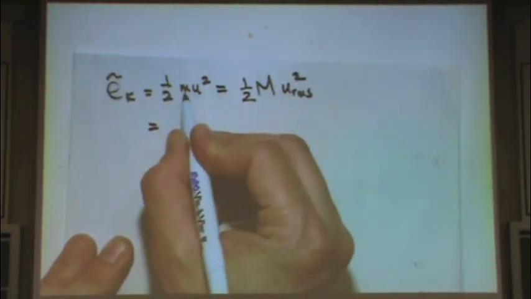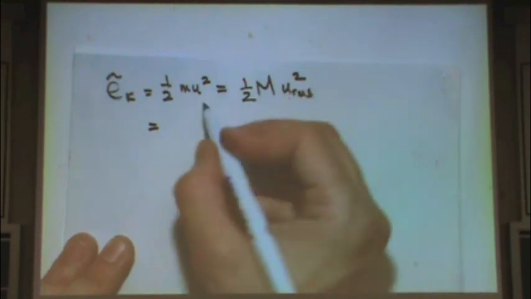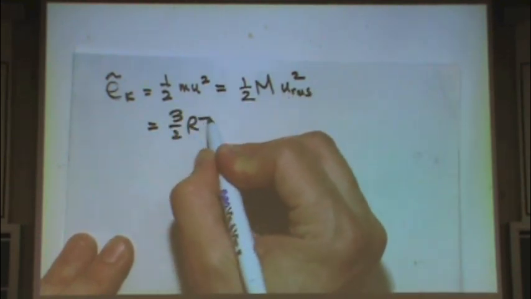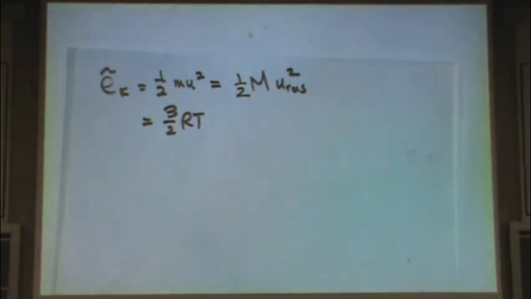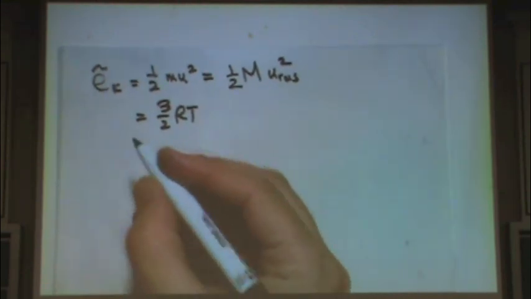But I would give it to you this first way. I wouldn't give it to you the second way. Equals 3/2 RT is the second equation. Both equations will give you the identical answer. It's up to you which one to pick. Let's just do it for radon here. Let's find the kinetic energy.